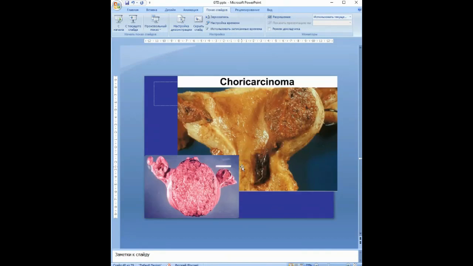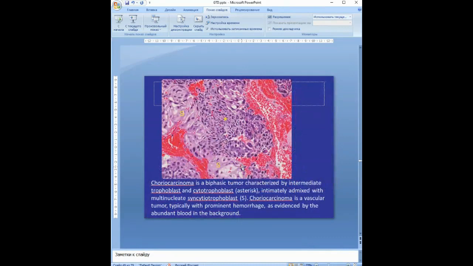In this picture, you see the naked eye presentation of choriocarcinoma. Microscopical presentation is in this picture. Choriocarcinoma is a biphasic tumor characterized by intermediate trophoblast and cytotrophoblast.